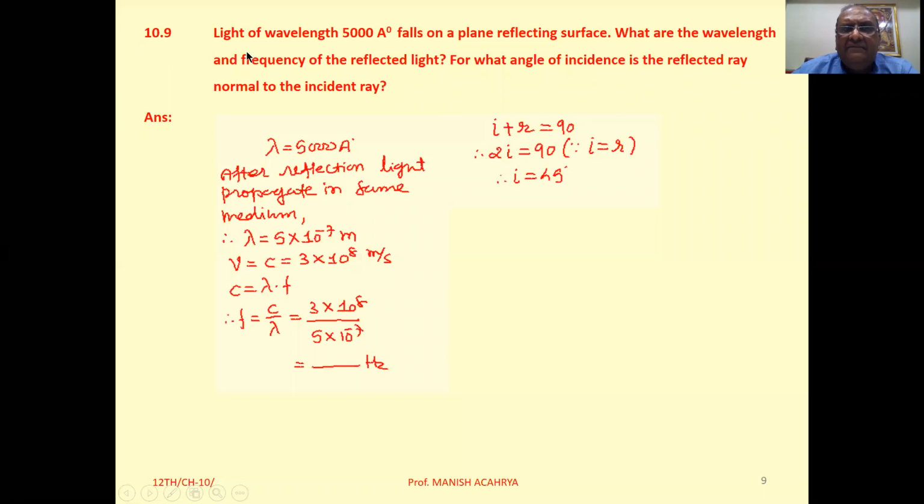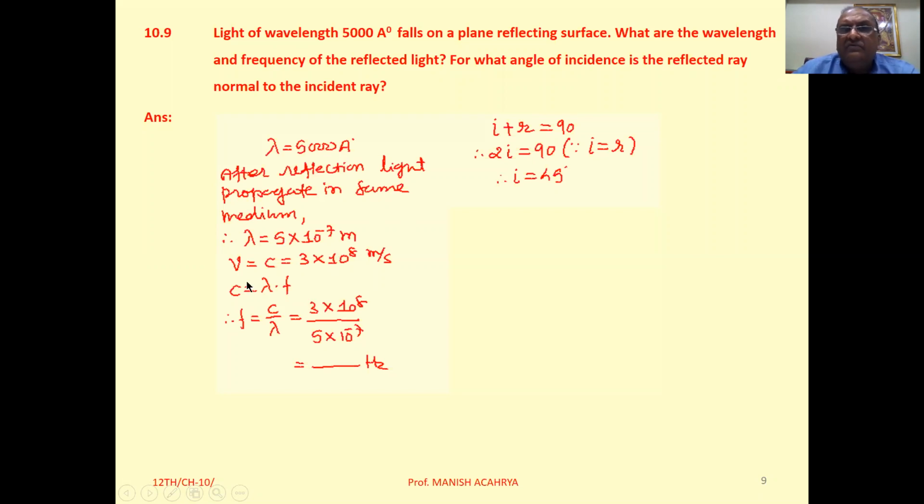Now 10.9. Light of wavelength 5000 angstrom falls on a plane reflecting surface. What are the wavelength and frequency of the reflected light? For what angle of incidence is the reflected ray normal to the incident ray? Now lambda that is given to you, 5000 angstrom. For reflected light, wavelength will remain the same one, frequency that remains constant. So lambda that is 5000 angstrom, that is 5 into 10 raised to minus 7 meter.